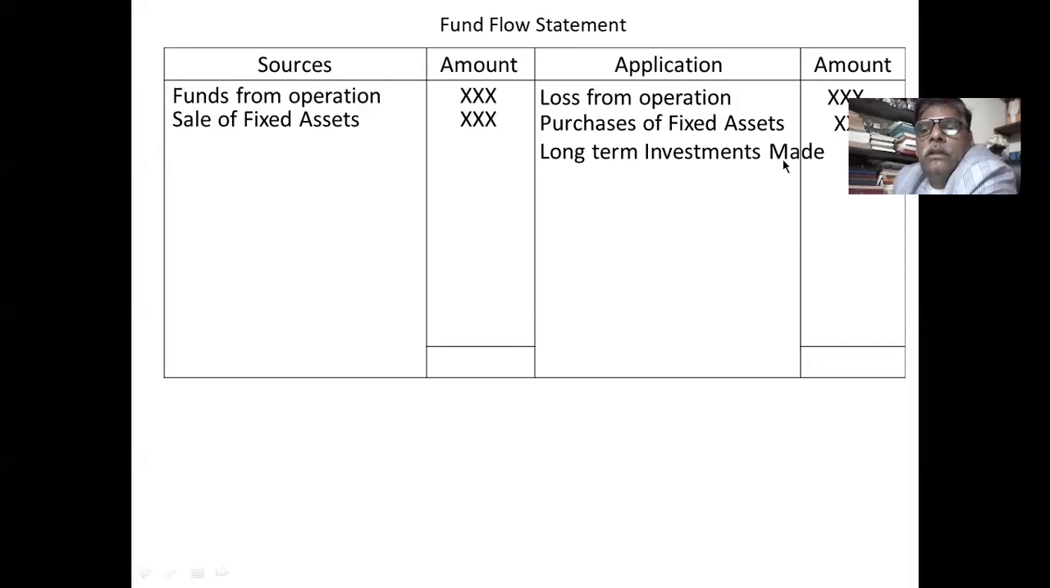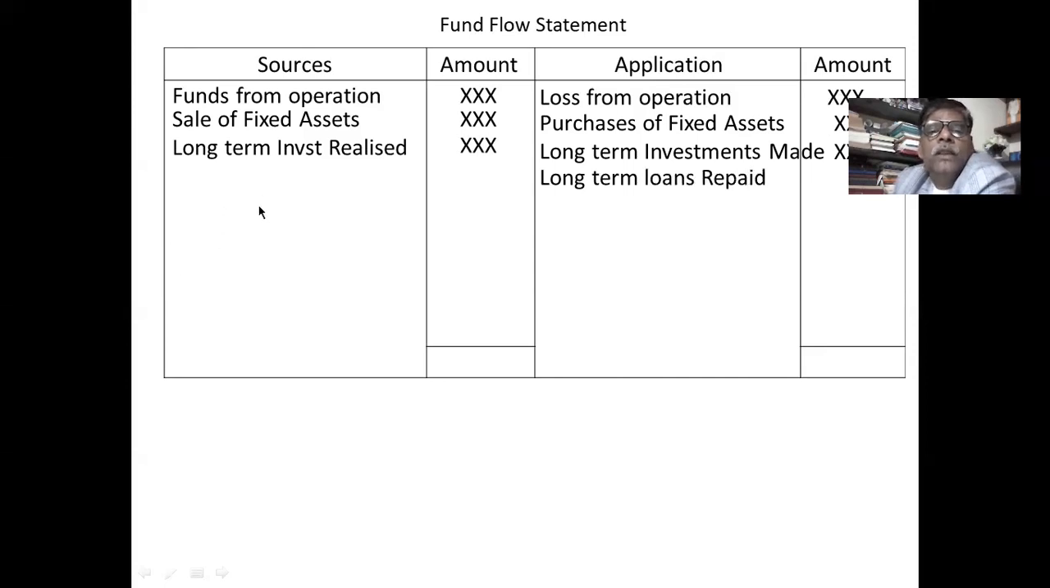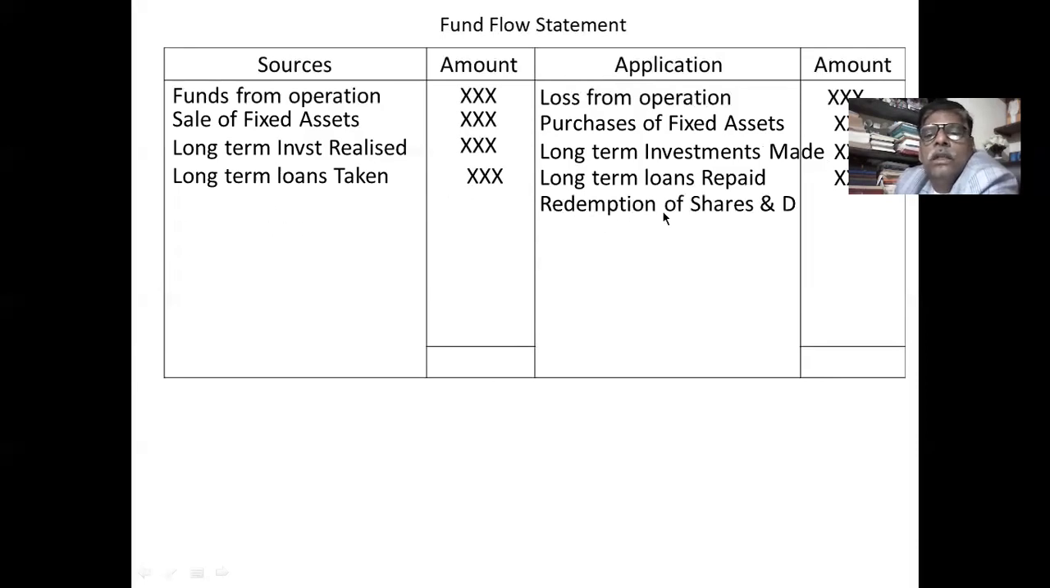Long-term investments made. If you made the investments, that is application. Long-term investment realized. If you sell the long-term investments and collect the amount, that is source. Then long-term loan repaid. If a loan is repaid, that is called application. If a loan is taken, that is source. Then redemption of shares and debentures. If you repay preference shares and debentures, that is application. Issue of shares and debentures is the source of fund.